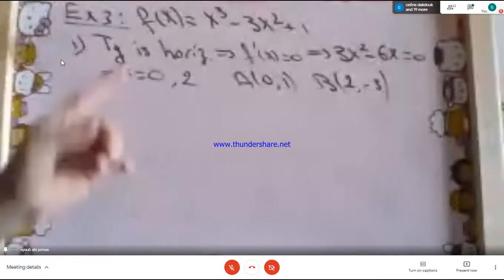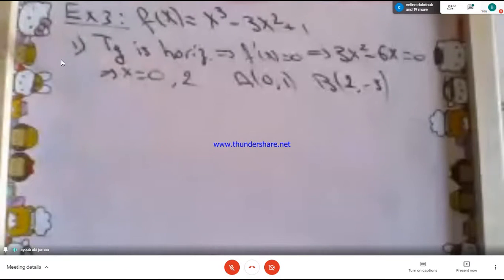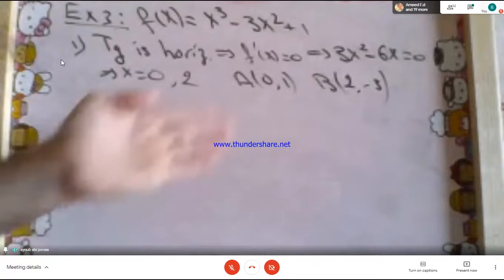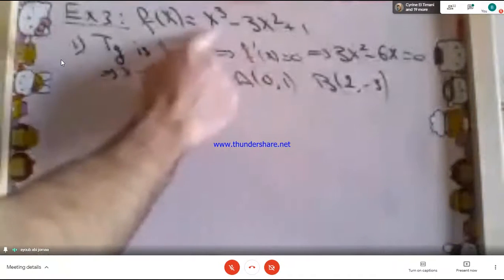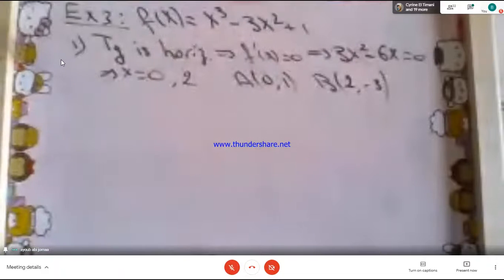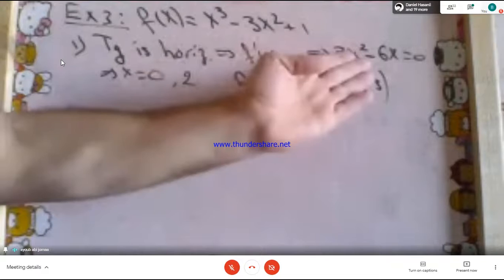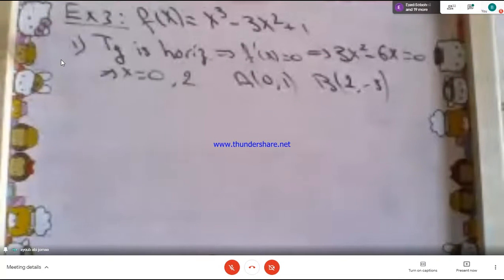From the other side, the slope is the derivative. Why? Because it's tangent, and you know that the slope of the tangent line is the derivative of the function. So from one side it is 0, from the other side it is the derivative. So here I'm saying that the derivative is equal to 0. Derivative is 0, so 3x squared minus 6x equals 0, and then x equals 0 or x equals 2. Solve this equation. This is a quadratic equation. Now to find the points, because the question says find all points in which the tangent line is horizontal.